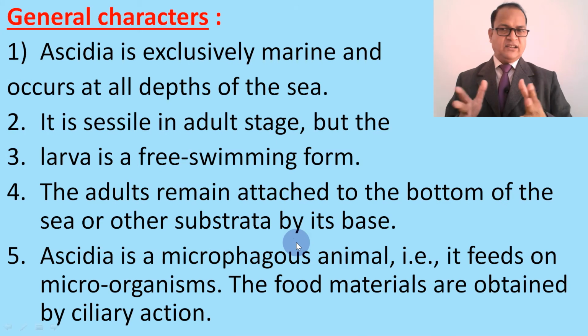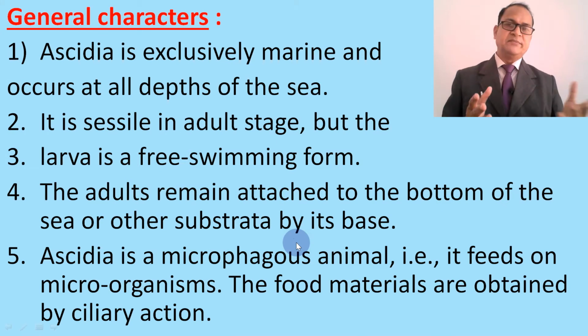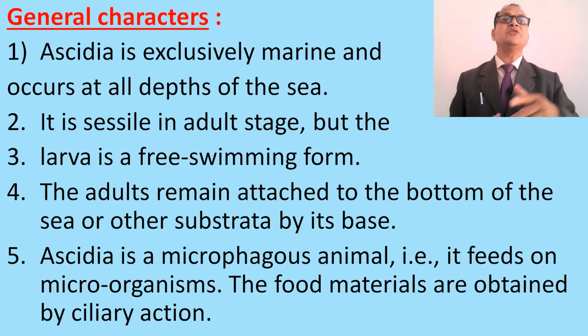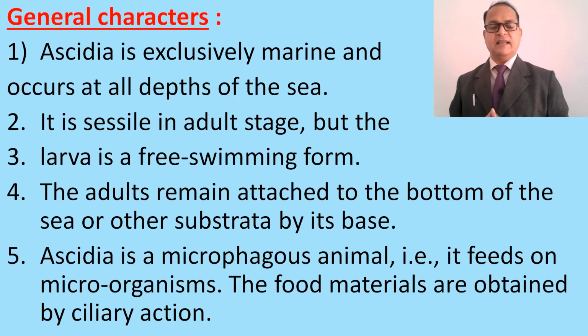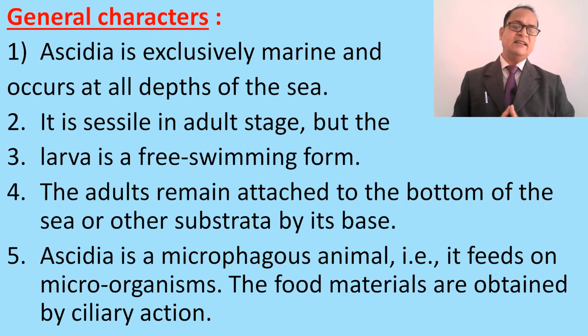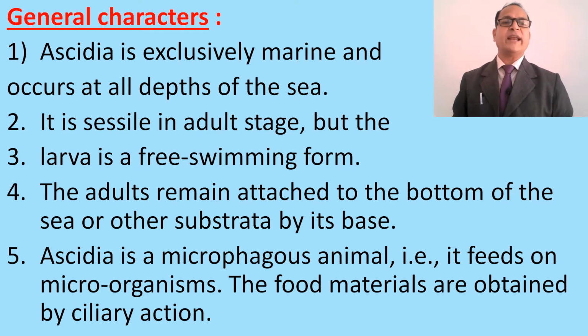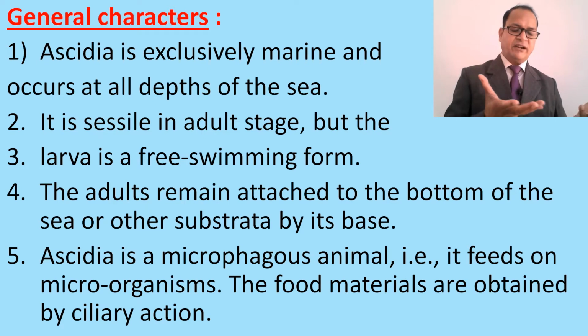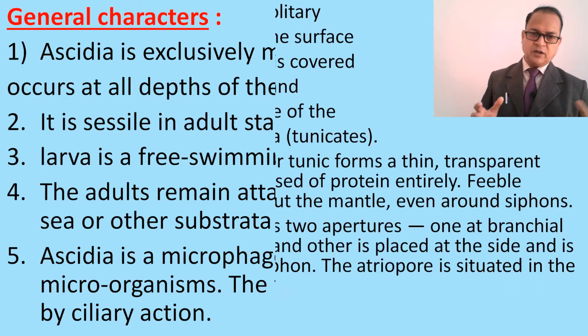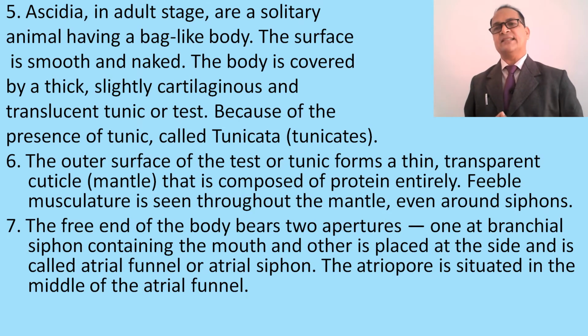Now, the general characters. Ascidia is exclusively marine and occurs at all depths of the sea. It is sessile in the adult stage, but the larva is a free-swimming form. The adult is attached to the bottom by the substratum with the help of the foot. Ascidia is a microphagous animal. It feeds on microorganisms, like phytoplankton and zooplankton, and obtains its food with the help of ciliary action.